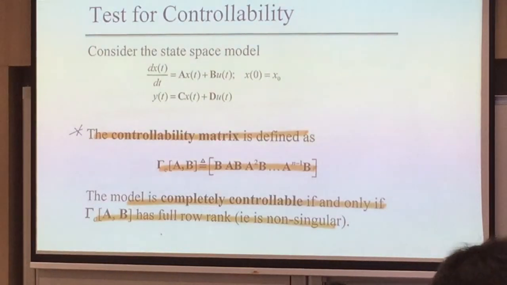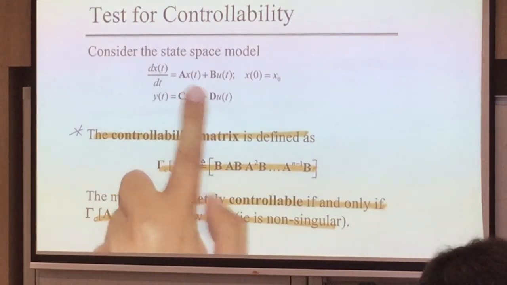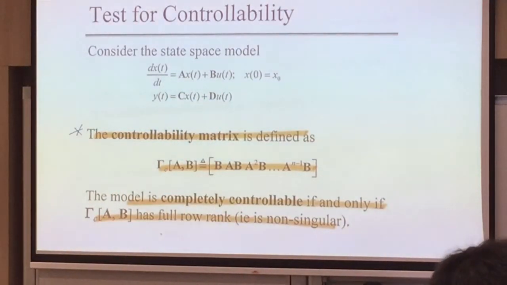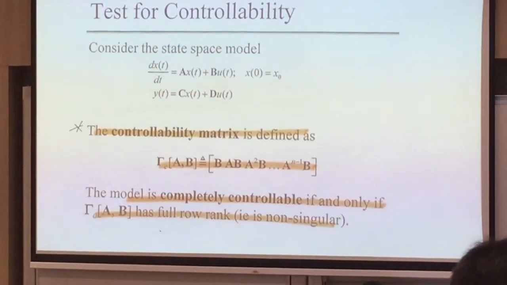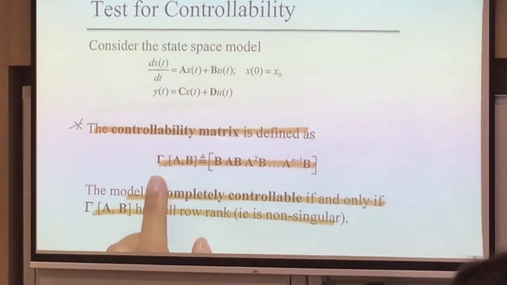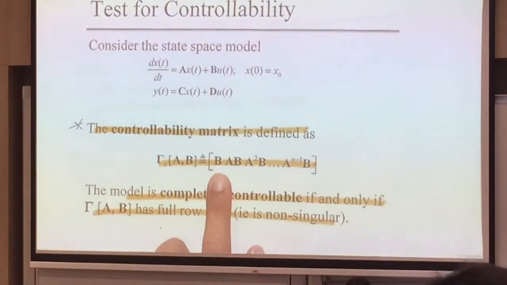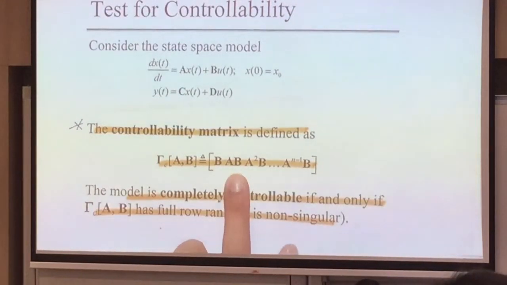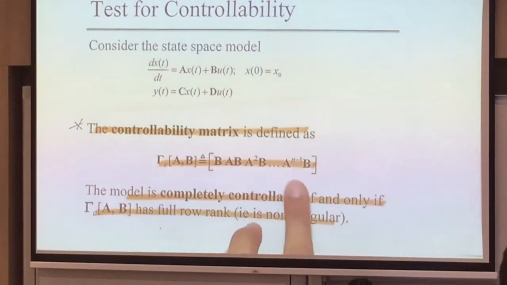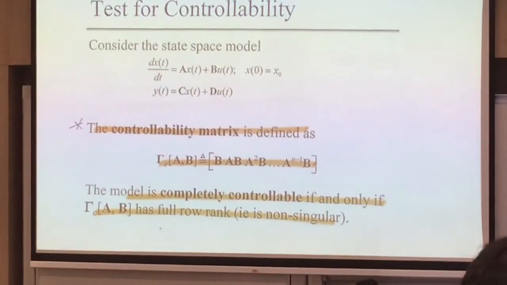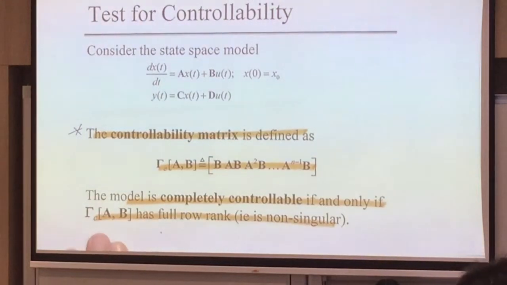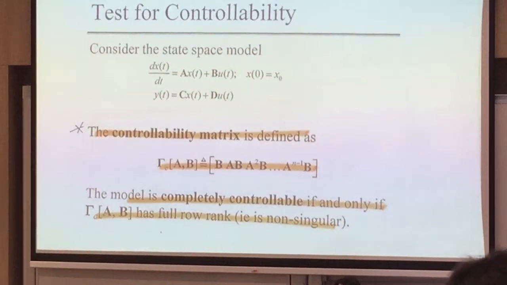So there's a start here. One thing that we know: you have a state space model, x dot equals Ax plus Bu, y equals Cx plus Du. We define the controllability matrix Gamma_c(A,B) as B for the first column, AB for the second column, A squared B for the third column, and all the way to the last column, A to the power n minus 1 times B. We say that this model is completely controllable if and only if Gamma_c(A,B) has full row rank, meaning the rows are linearly independent.